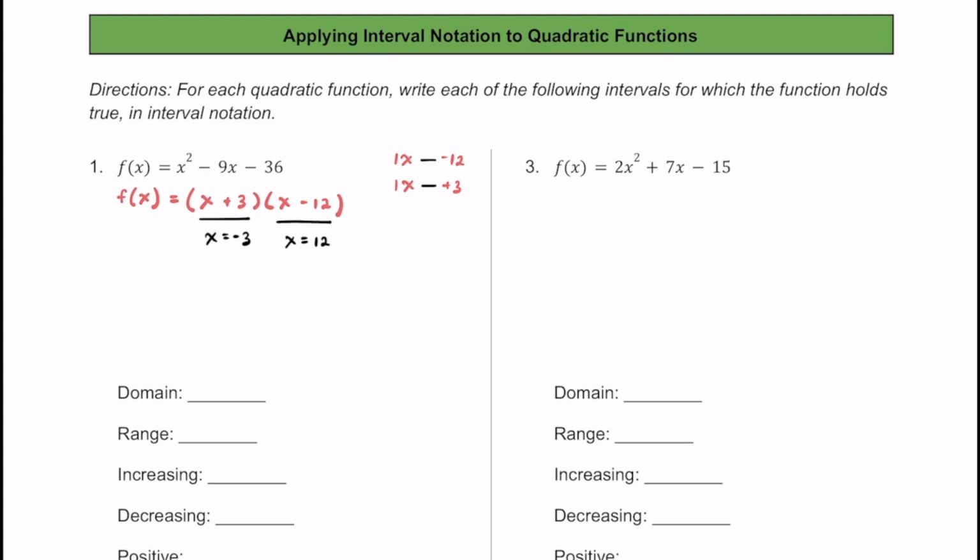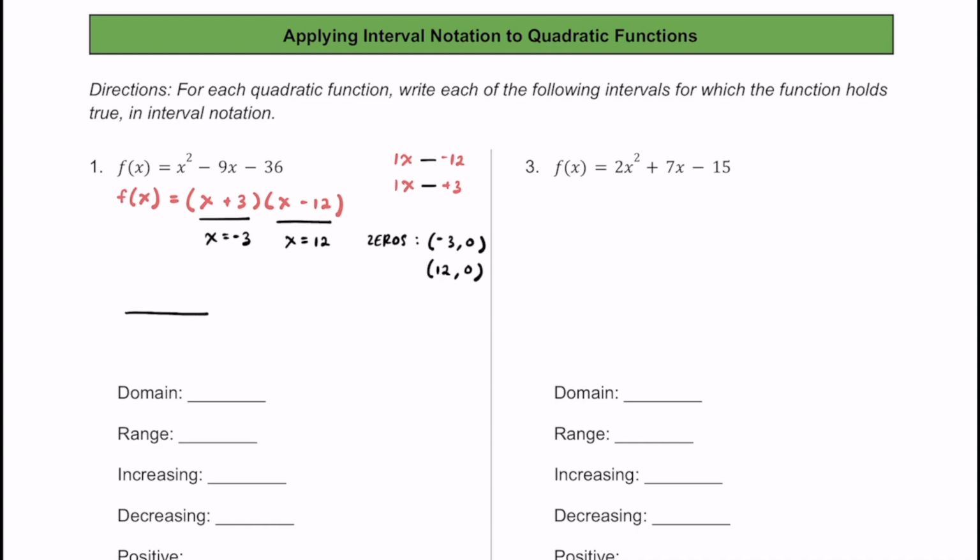All right. So if we want to find out what the zeros are, one of the zeros is going to be negative 3. If x is negative 3, then y would be 0, or f of x would be 0. And we can also say that if x was 12, then y would also be 0, or f of 12 would equal 0. All right, so what does that mean?